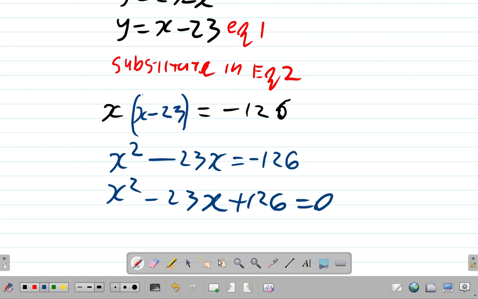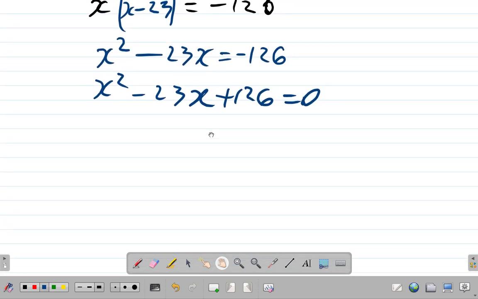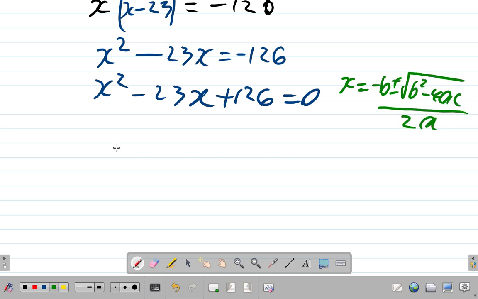Now, what happens here? Alright, let's use the formula. Remember what the formula says? The quadratic formula is of the form x equals negative b plus or minus the square root of b squared minus 4ac all over 2a. So here, we need to identify a, b, and c properly first.